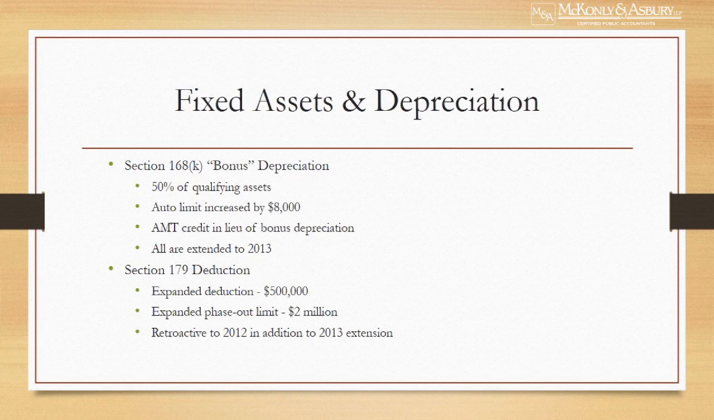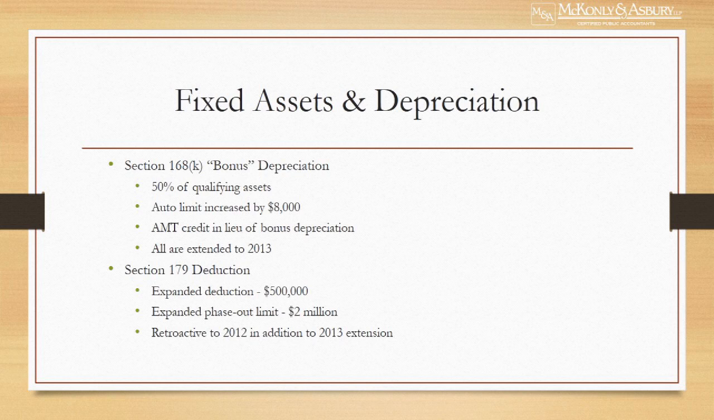Another extension that's fairly similar to bonus depreciation is the Section 179 deduction. This was not set to expire, but what was set to expire was the amount of deduction that you could take, as well as when the deductions phased out. In 2011, you could take up to $500,000 of Section 179 for qualifying assets placed in service. Qualifying assets are fairly similar to the definition for bonus depreciation. It's typically tangible personal property.